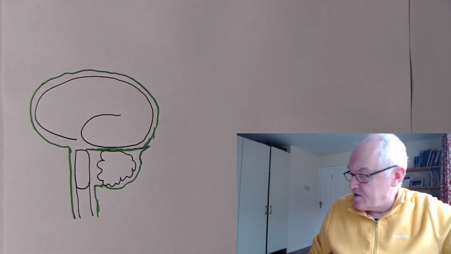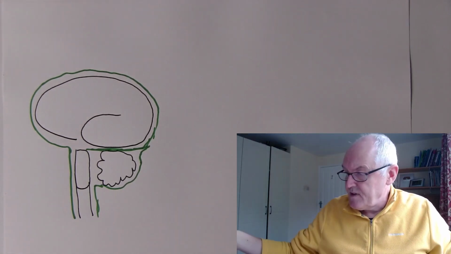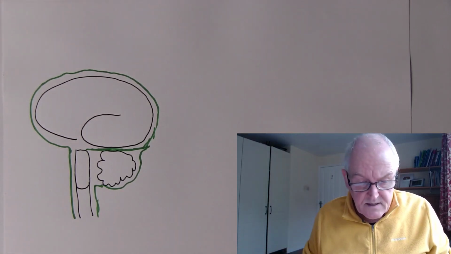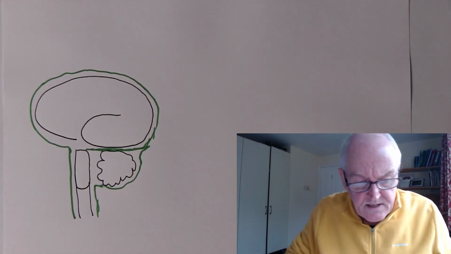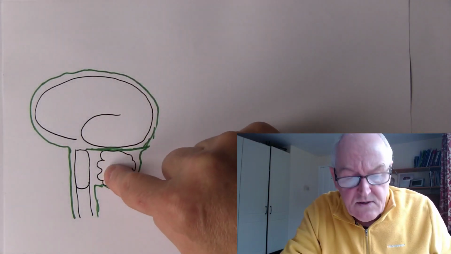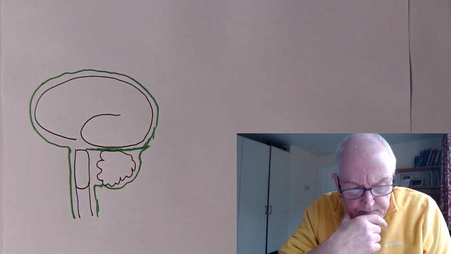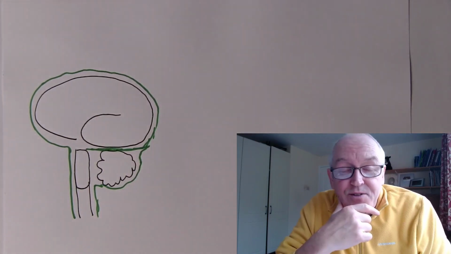So in this video we've looked at the meninges surrounding the brain and the spinal cord, and we've looked at the way the cranial cavity is subdivided into the supra and infratentorial compartments. So in the next one we'll look at the thoracic cavity.